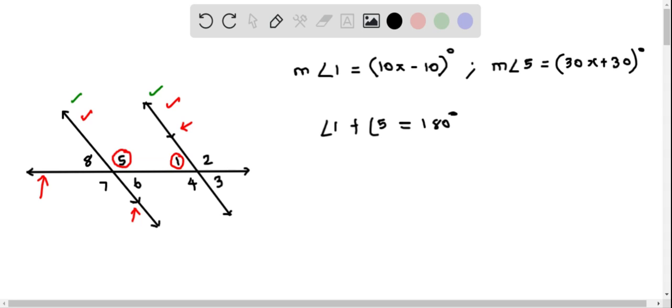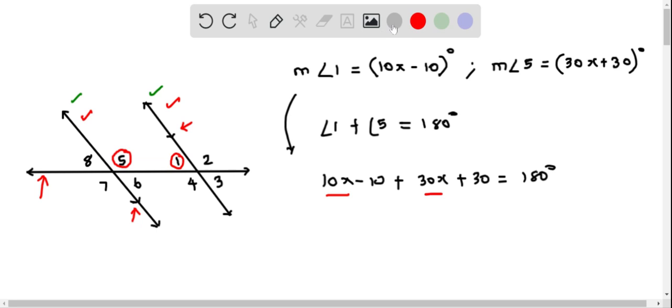And we are given the expression for angle 1 and angle 5. So let's substitute these two into this equation. I'm going to substitute measure of angle 1 as 10x minus 10. So I write down 10x minus 10 plus measure of angle 5, which is given as 30x plus 30, equals 180. Now we collect the like terms: 10x plus 30x is 40x, and then 30 minus 10 is 20. So I write plus 20 equals 180 degrees.